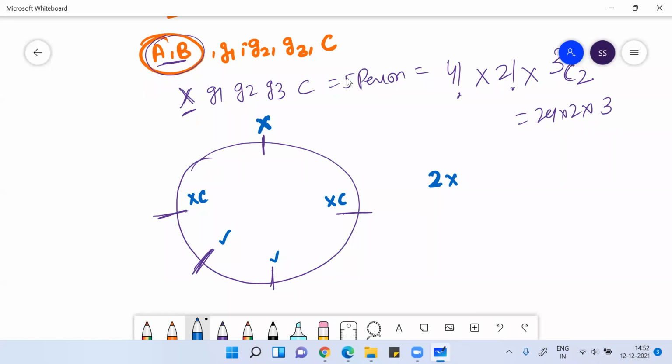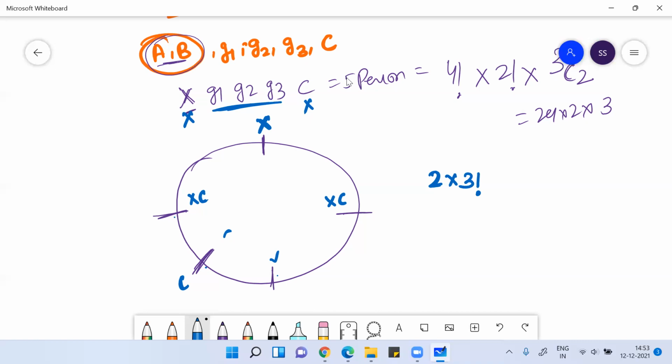Okay, then you have 1, 2, 3, 4 positions and 4 persons. So X sits here and then C sits here. Suppose C is sitting here. Then you have 3 gents. They can sit in any of the 3 places in 3 factorial ways. Okay, so this would be 12.